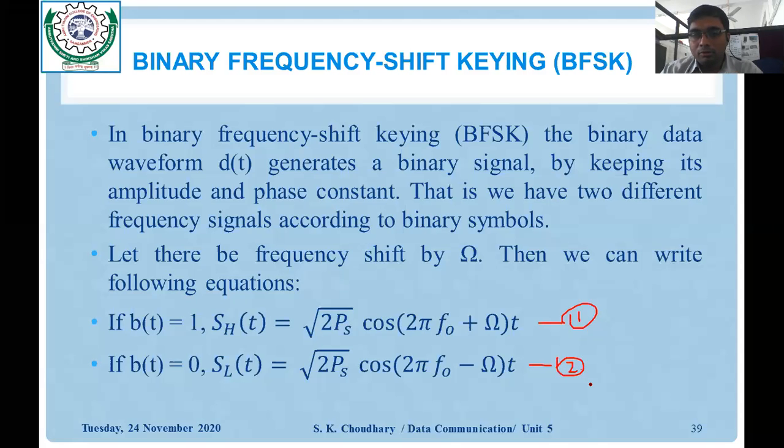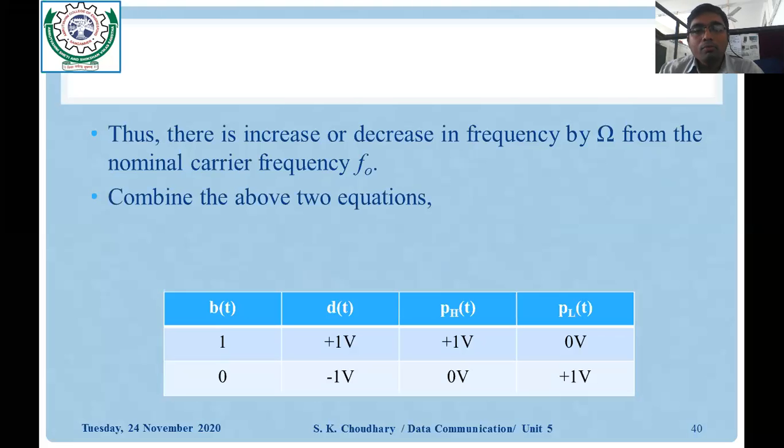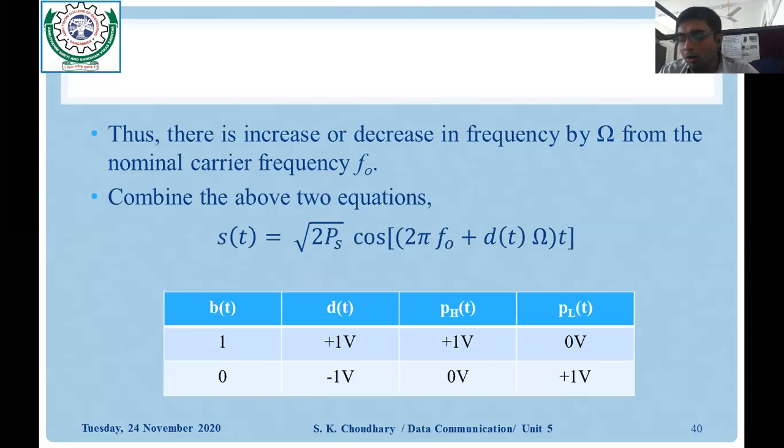Okay, so note these equations. Now if there is an increase or decrease in the frequency by the amount of omega from the nominal carrier frequency f0, that means the carrier frequency is here, f0 is here. So combining the above two equations, you get equation number 3, that is S(t) is equal to square root of 2PS cos 2 pi (f0 + d(t) omega/2pi) t.